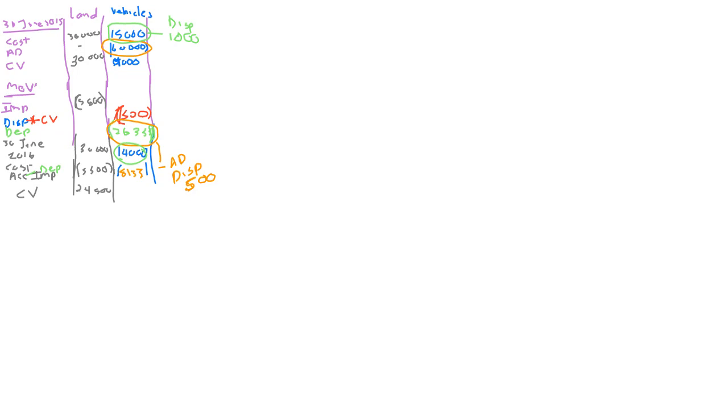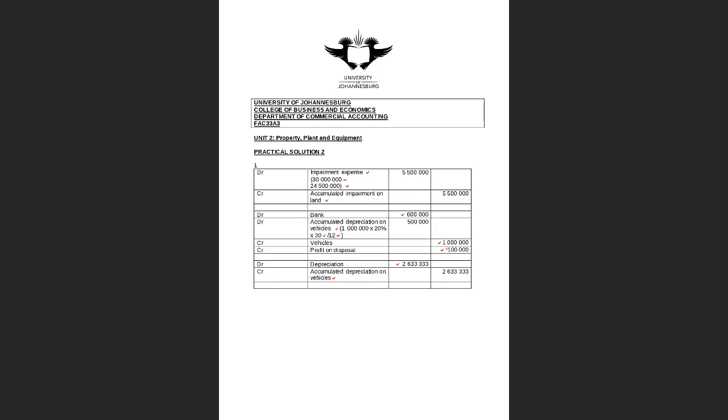Okay, so now I'm just going to share the solution with you for those two columns. We're still going to come back to the other ones. The carrying value is that amount you just mentioned, 5,866,667. So you would take your 14 million minus the 8,133. Okay, so there's my solution.